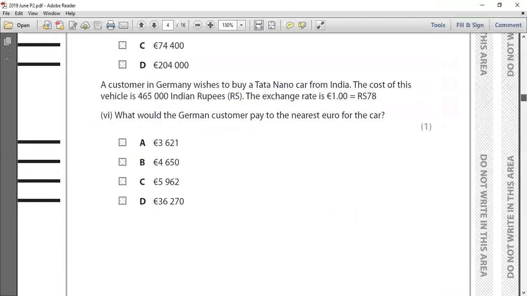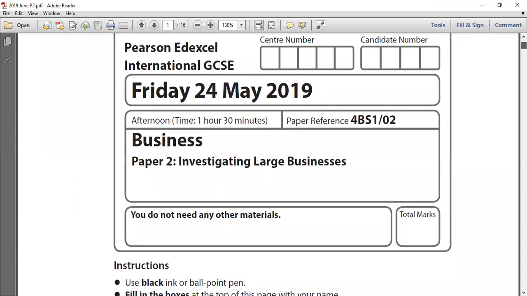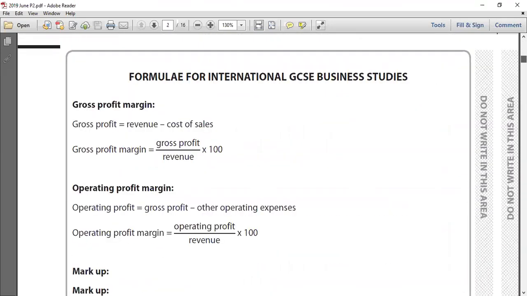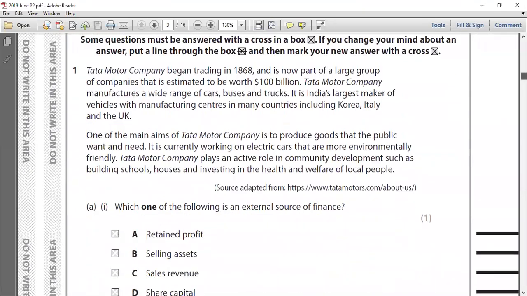So today we are discussing this paper, 2019 May/June Edexcel IGCSE paper code 4BS102, Investigating Large Business. The case study we talk about is the Tata company, the largest conglomerate in the world. Tata began trading in 1868 and now we're talking mainly about Tata Motors, India's Tata Motor Company. They are environmentally friendly.